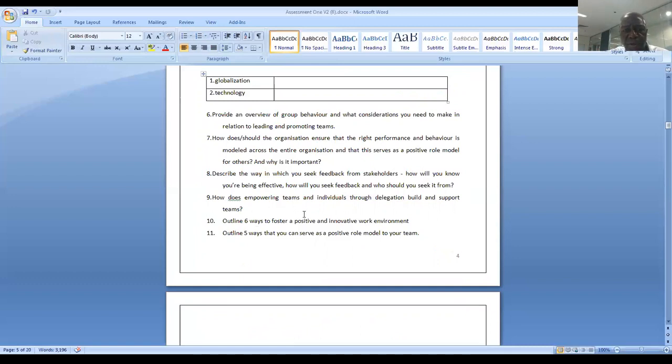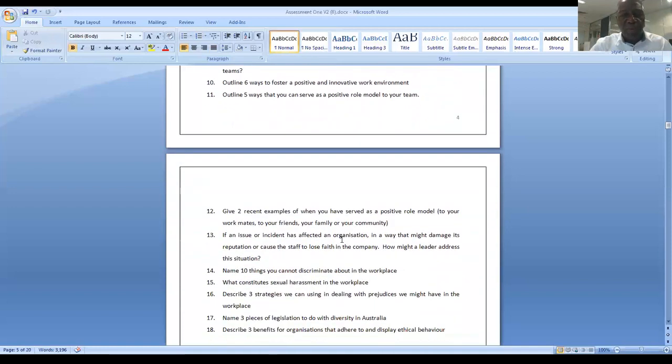And then, how does empowering teams and individuals through delegation build and support teams? So it's a question like, tell us the advantages of delegation. That's what it's all about. And outline 6 ways to foster a positive, innovative work environment. How do you build a workable environment? How do you build a harmonious relationship at your workplace? And what are the ways you can ensure that you're a positive role model? If you want to be a positive role model, what are the things that you're going to do, maybe that you're already doing, and what should they do?